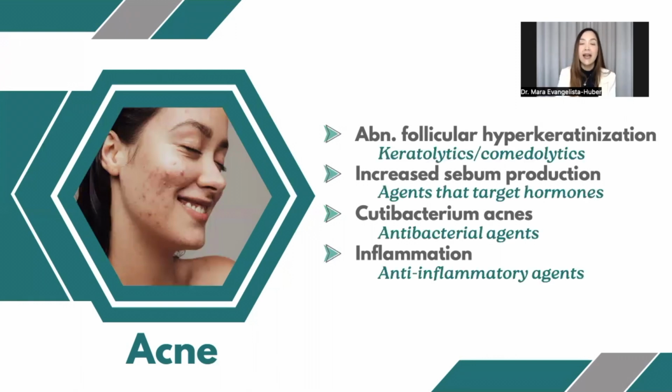So when you manage acne, you want to target different things in the pathway. For example, keratolytics and comedolytics address abnormal follicular hyperkeratinization, and these include your hydroxy acids and benzoyl peroxide. You also may consider agents that control your sebum production. And as I've mentioned, hormones are really the number one factor that impacts sebum production. So depending on the patient, you can start the patient on isotretinoin, an oral retinoid that impacts the oil or sebaceous glands, or hormonal therapy, such as oral contraceptive pills.